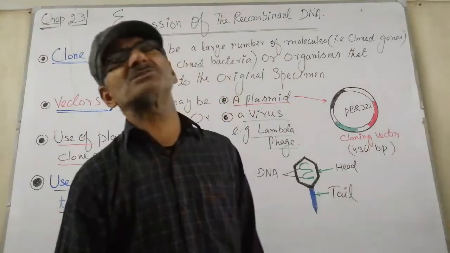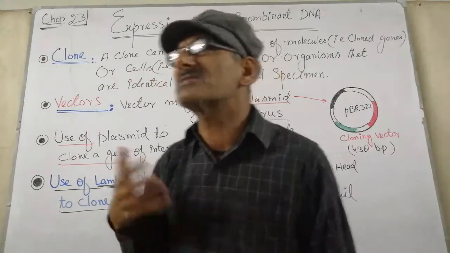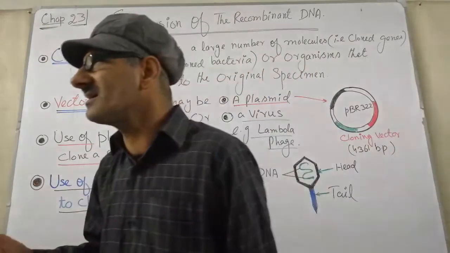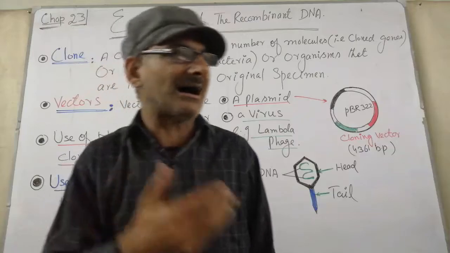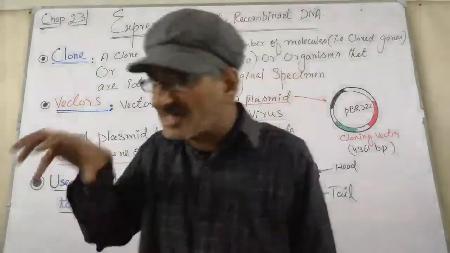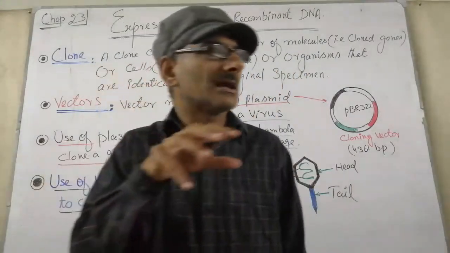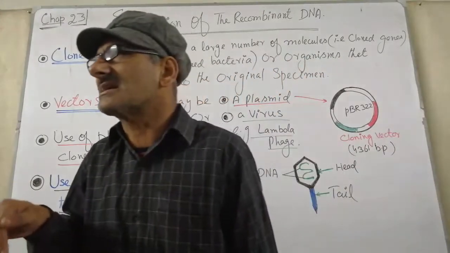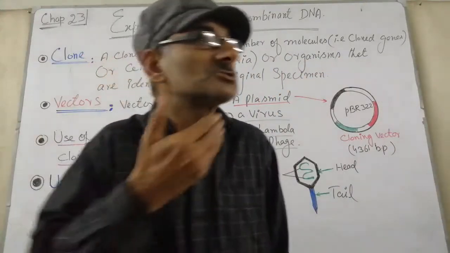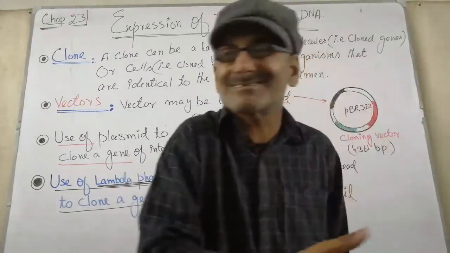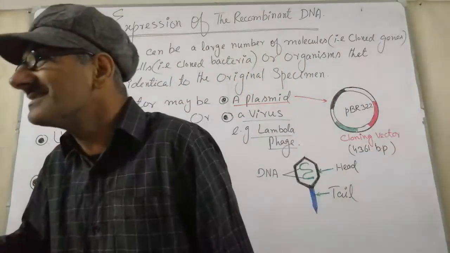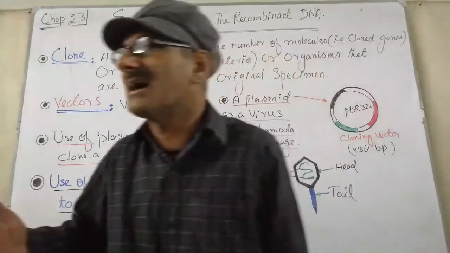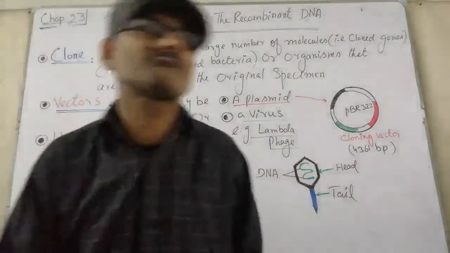In the cloning of a gene, we must use some vectors. Vector may be a plasmid or a virus. The viral DNA can be a vector. This vector is an agent which is used to insert the gene of interest into the bacterium, into the host cell, or in the expression system.